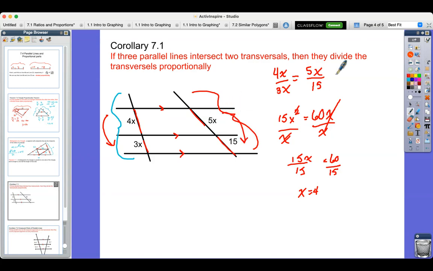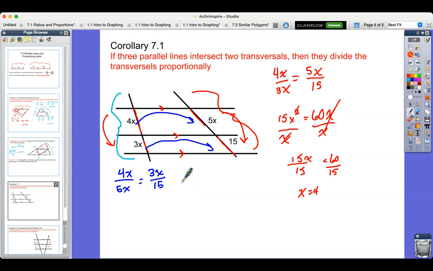Another way you can do this is proportion. You can set your proportion side to side as long as you do the same way on the other one. If I'm going left to right, then I do left to right. I can go right to left as long as I set it up as right to left. So 4x is to 5x as 3x is to 15. So what you do on one part, you have to do the same part in the same manner.